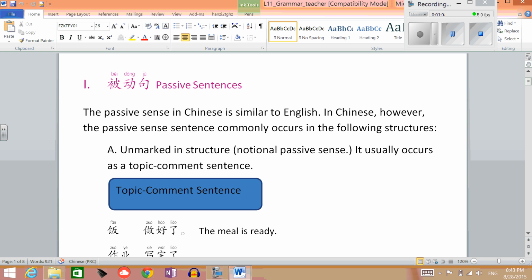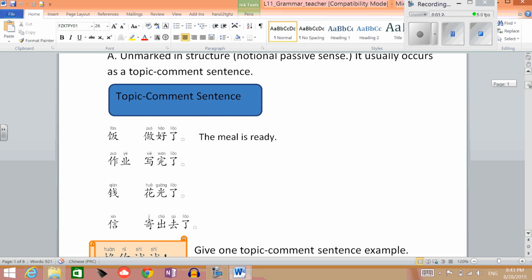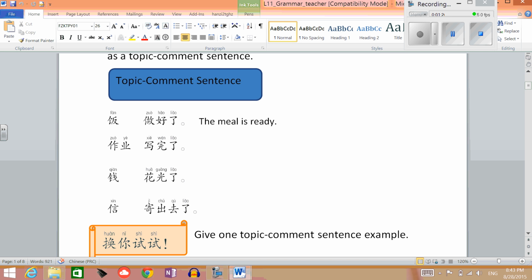Okay. So the first one, unmarked in structure, notional passive sense. It usually occurs as a topic comment sentence. So you might be thinking, what does that mean, topic comment sentence? So here are some examples. Topic comment sentence.